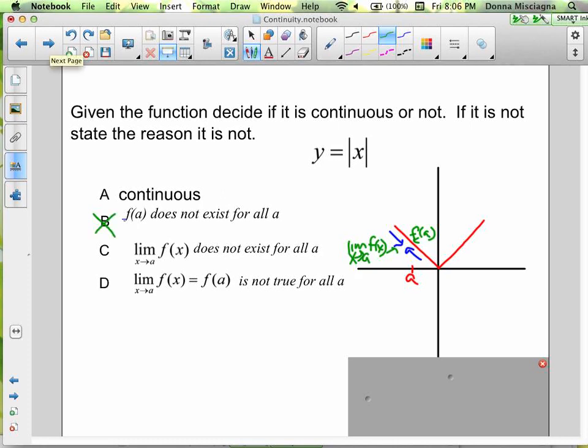The limit of f of x as x approaches a does not exist for all a. I just happened to choose one point there. I could have chosen any point, even the vertex. From the left and the right-hand side, I'm approaching the exact same value. And that's true down here as well. From the left-hand side and the right-hand side, approaching 0. So, and actually I'll write that in there. So here, the limit as x approaches 0 is 0. And of course, the absolute value of 0 is also 0.